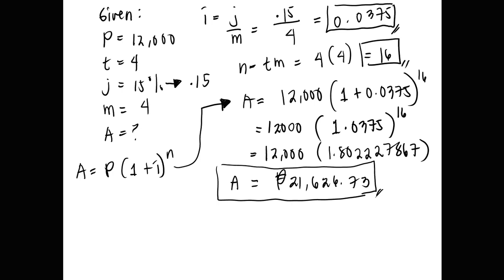So, ibig sabihin, if you will invest 12,000 pesos with 15% nominal interest rate compounded quarterly, after 4 years, your money will be 21,626 pesos and 73 centavos.